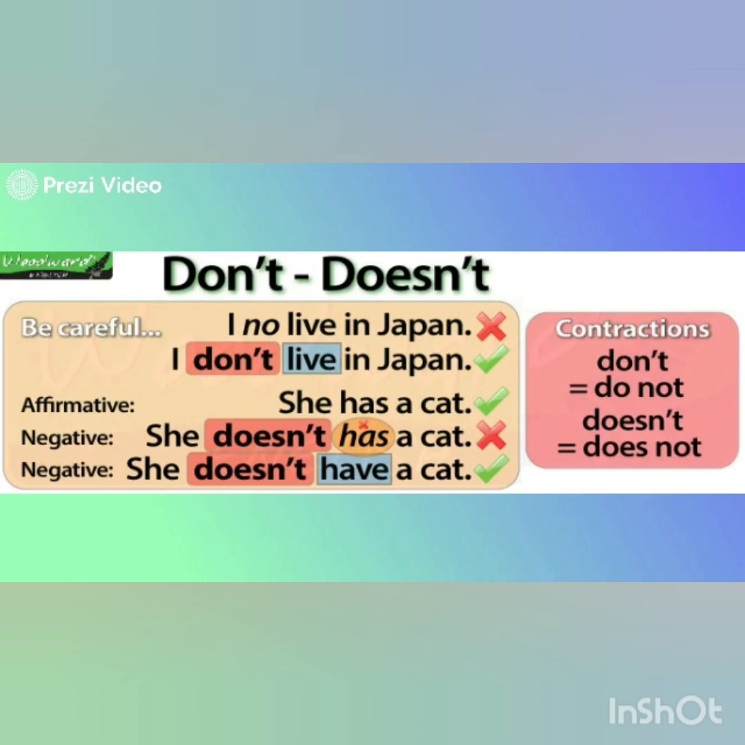In the pink box, on the right, we have some contractions. Don't equals do not, and doesn't equals does not. Now it's your turn to practice.